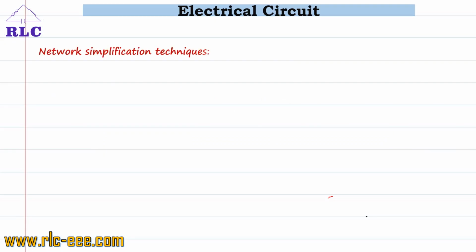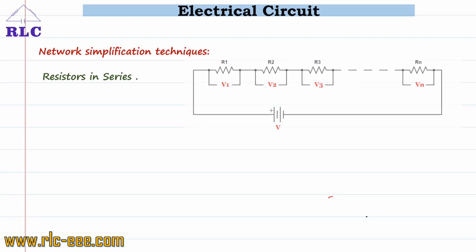Network simplification technique. In this, we are going to study resistors connected in series. Let us consider the circuit where R1, R2, R3 are connected in series across the power supply V. The voltage drop across R1 is V1, across R2 is V2, and similarly for Rn, that is Vn. In a series circuit, we have to remember that the current is the same throughout the circuit, whereas voltage changes with respect to the element.